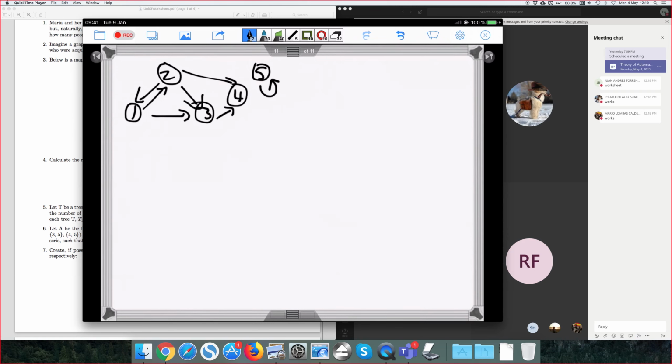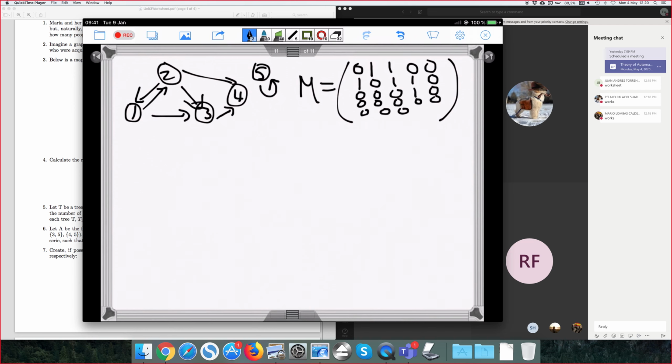First, I need to compute the adjacency matrix, and this is something that I can do just by inspection, by checking which edges are present in the graph. Okay, so for instance, from 1 I can go to 2 and to 3, but not to 4 or to 5 directly. Okay, from 2 I can go to 1, to 3, and to 4. From 3 I can go to 4. Okay, 4 has no arrows, and 5 can only go to itself.